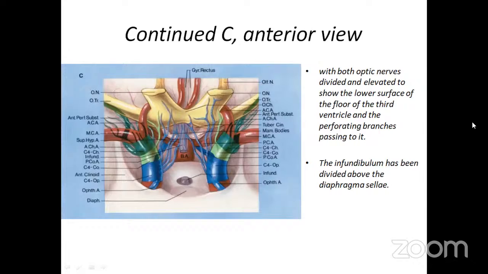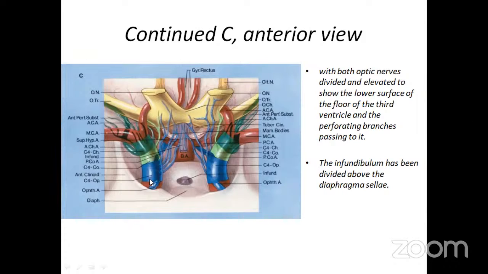This is also the anterior view. In this view, both the optic nerves are divided and they have been elevated so that we can see the lower surface of the floor of the third ventricle, along with the perforating branches that pass through that.